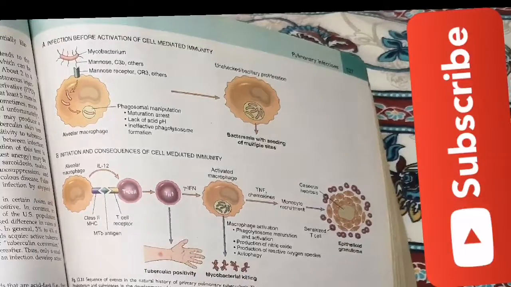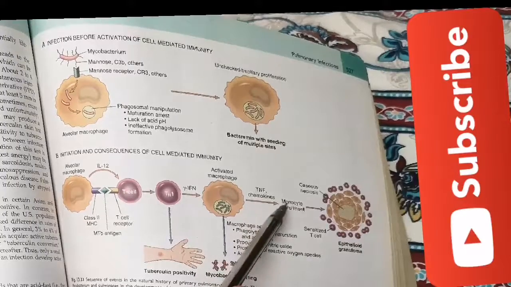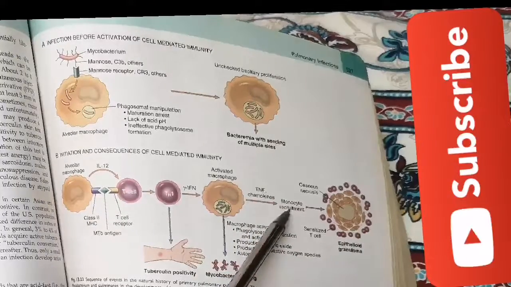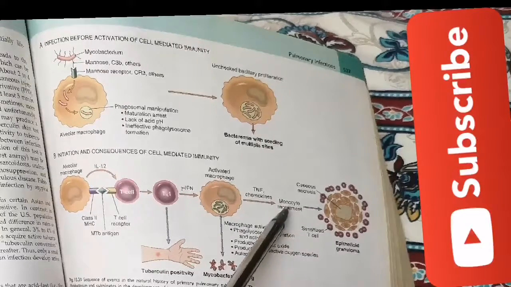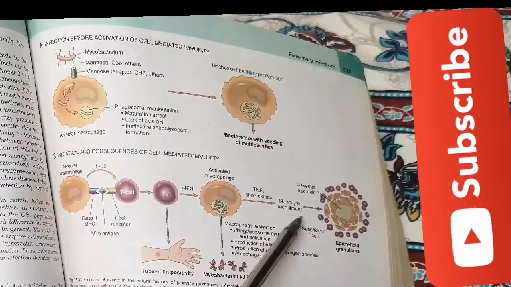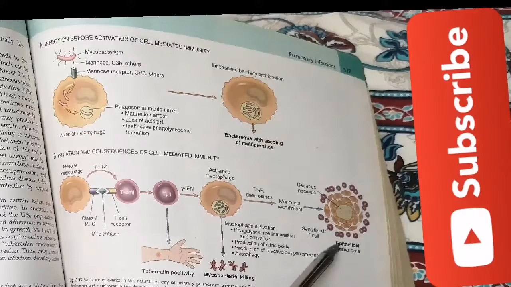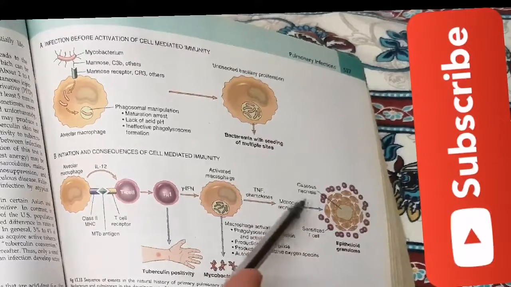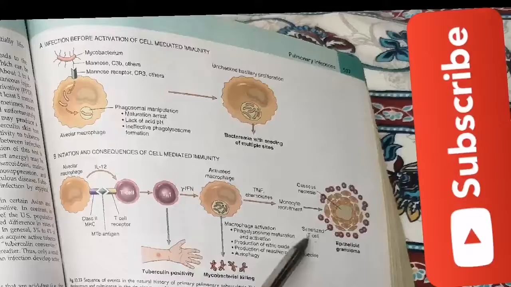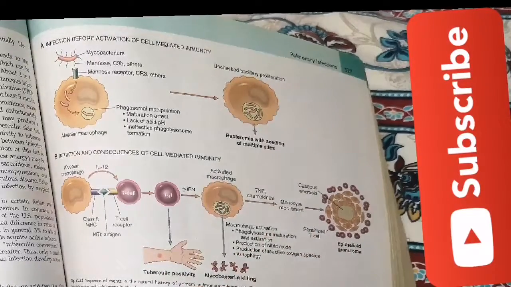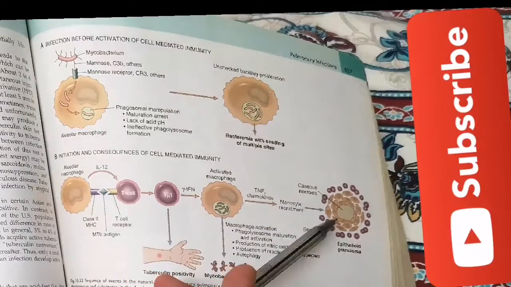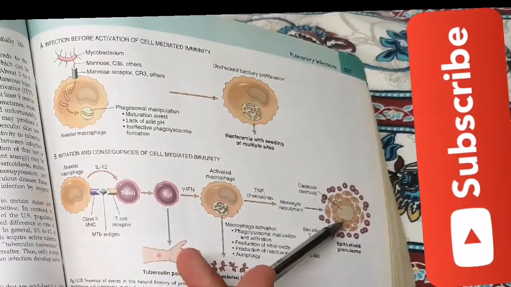mycobacterial killing occurs. Tumor necrosis factor and chemokines are further released that further recruit the monocytes, and further recruitment of the monocytes and formation of these epithelioid cells and multinucleate giant cells leads to the formation of granuloma. Granulomatous inflammation, this is known as granulomatous inflammation.